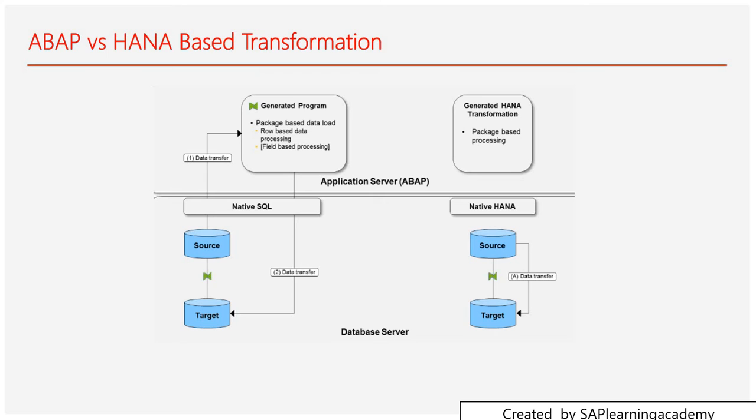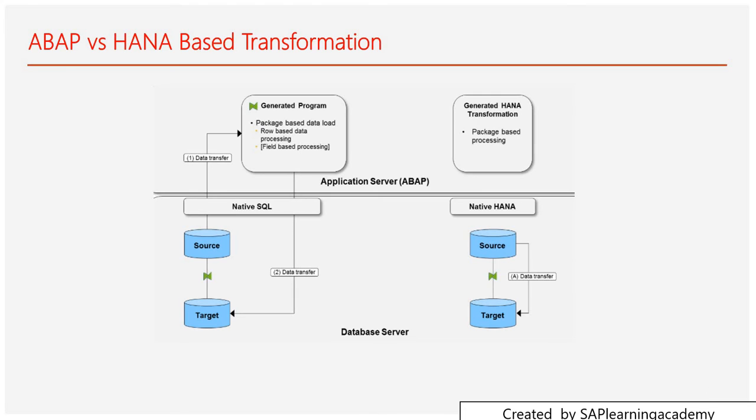If you compare this with the HANA side on the right, we have a source and target, and we have created the DTP, and everything, the DTP and the transformation, is in HANA. The good part is that the processing can be done directly on the source system. So we don't need another stack like ABAP here, and the processing will be much faster in this case.